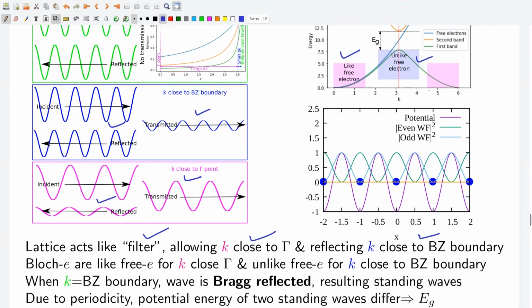When k is exactly equal to the Brillouin zone boundary, the Laue condition for diffraction is satisfied and waves are Bragg reflected, resulting in two standing waves, one even and another odd. As shown in the diagram, the probability density of the even and odd wave functions differ. As a result, the potential energy of the two standing waves differ. This is what is manifested as a gap in the energy spectrum of the Bloch electrons.